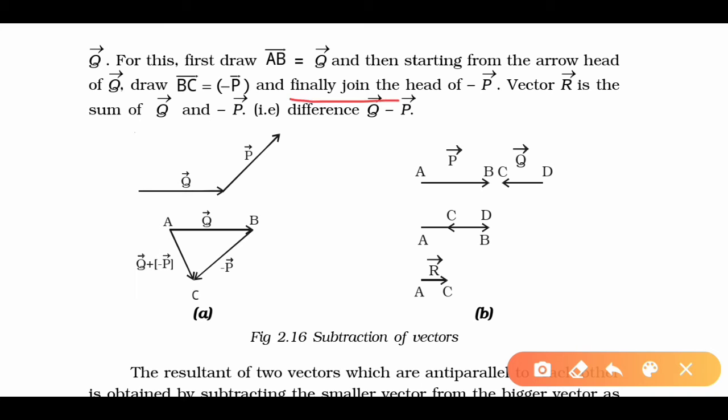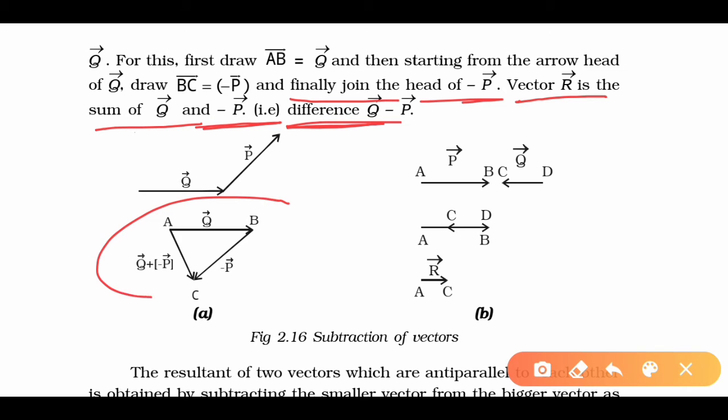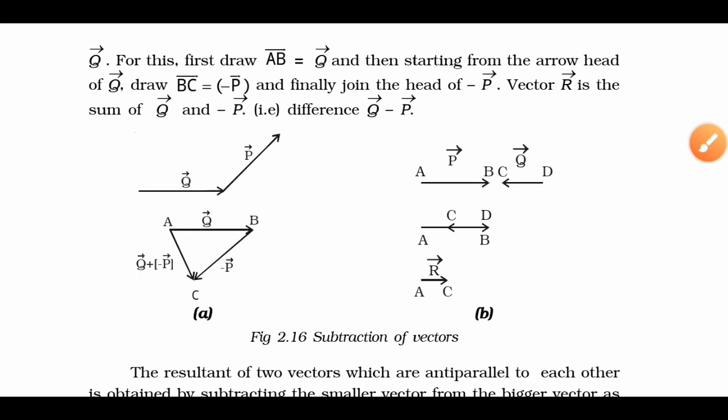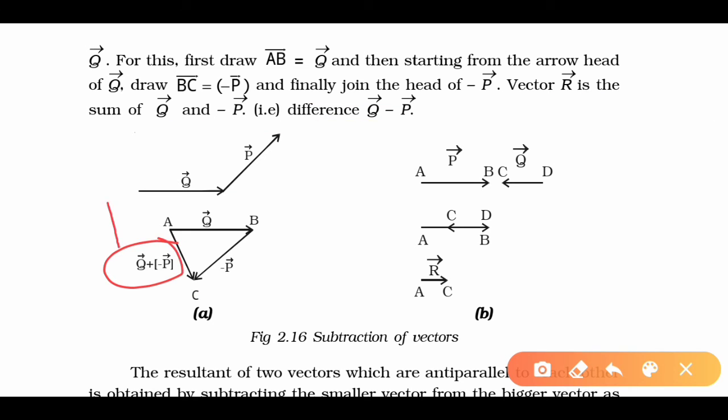And finally join the head of minus p vector. The r vector, that is the resultant, is the sum of q vector and minus p vector, the difference q minus p. So you can see in the diagram, this quantity is equal to r vector, that is resultant vector of q vector plus minus p vector. Clear?